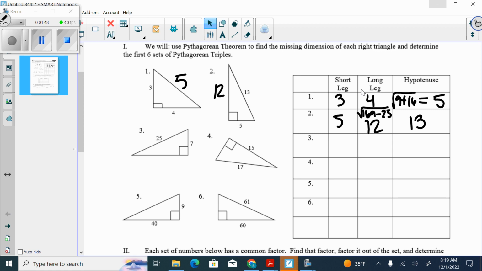All right. On number 3, do we know the short leg? Do we know the long leg? No. So we have the hypotenuse. So again, to find those, we would subtract, right? So what is 25 squared? Good. And 7 squared is 49. So what do we get when we subtract? We need to take the square root. We end up with, good.